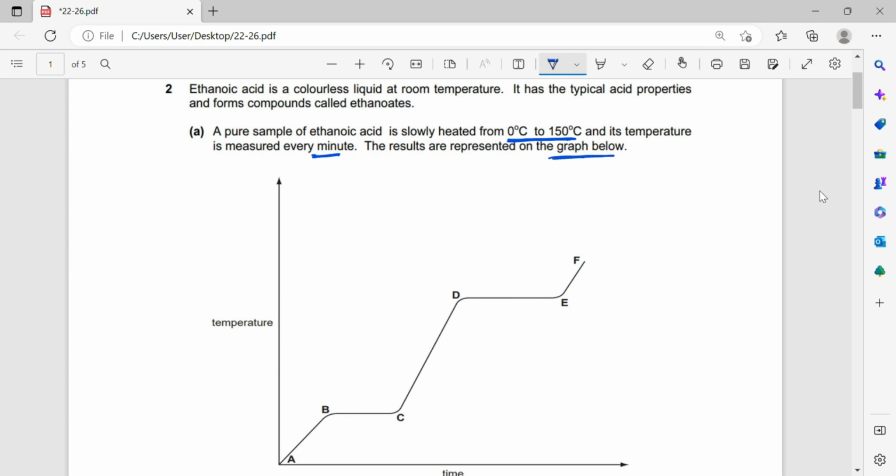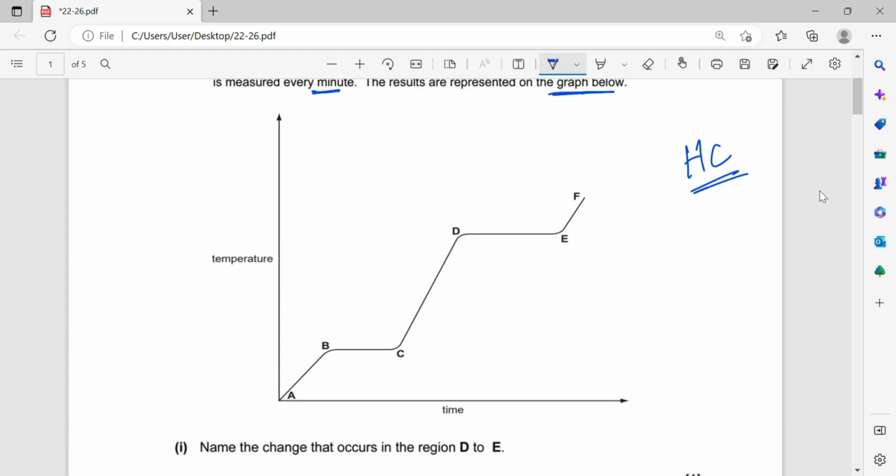So this graph is the heating curve of the ethanoic acid. Here from A to B, we have the solid state, B to C, the plateau where melting occurs, C to D, we have the liquid state, D to E, we have the liquid plus the gaseous state, and here we have from E to F, the gaseous state, and from D to E, we have the boiling stage.